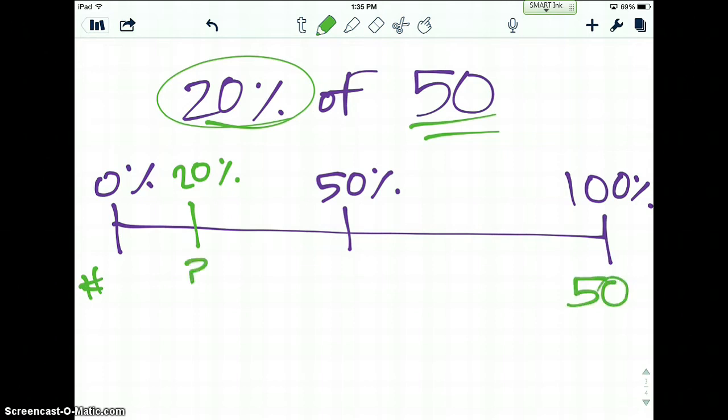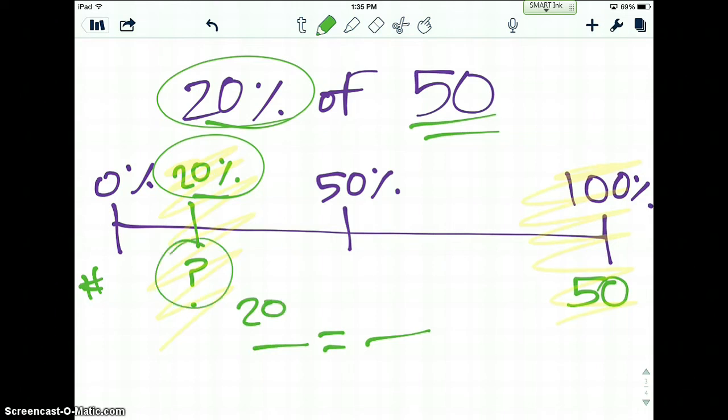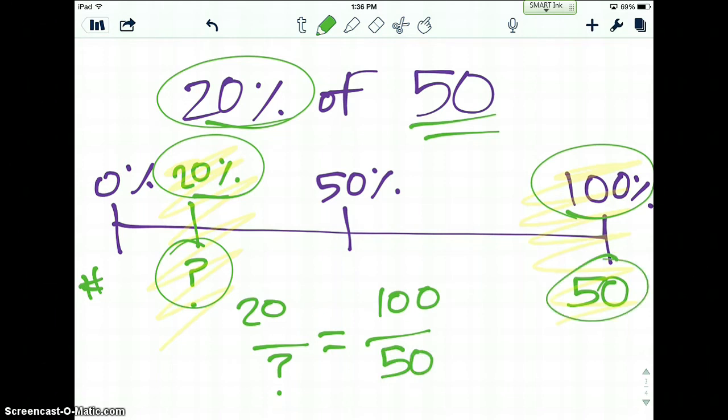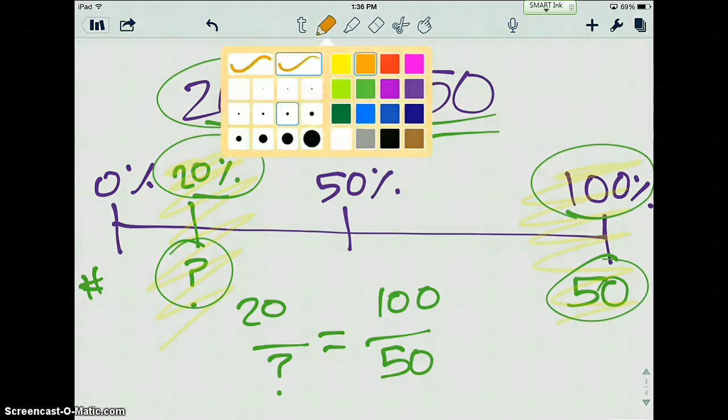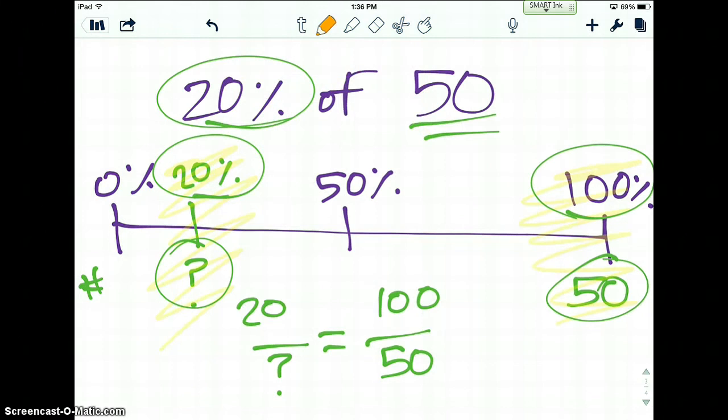And I'm trying to find what 20% is worth. So here are my values there. Okay. And now I need to set up a proportion. So I'm going to set it up. I have 20 goes with question mark just as 100 goes with 50. And now I would see if I have any relationships that I see to where I don't need to use algebra. I see 2 relationships happening.